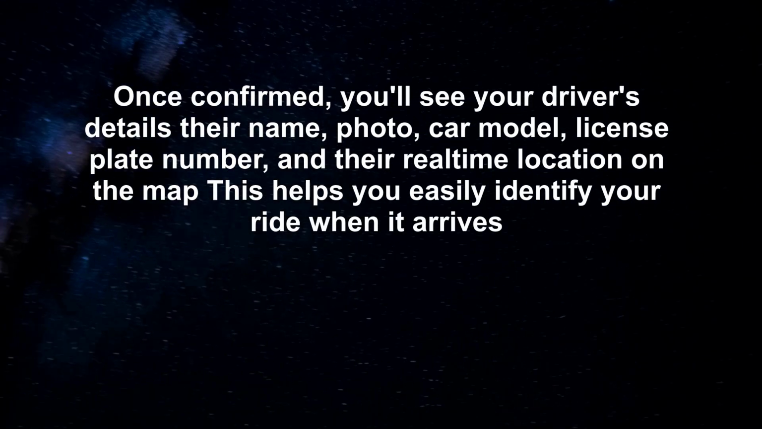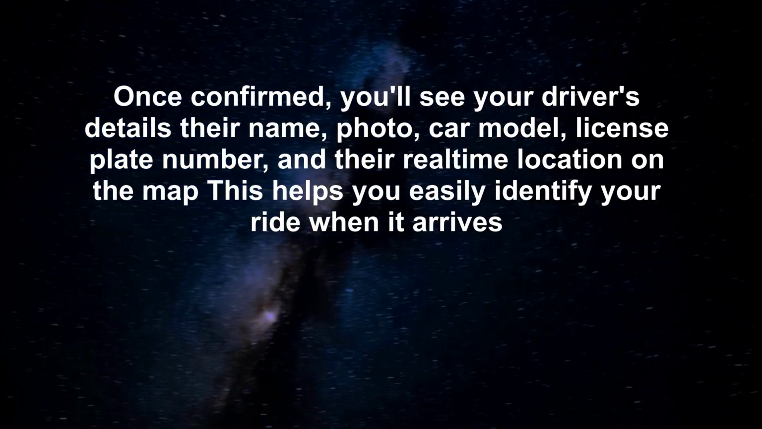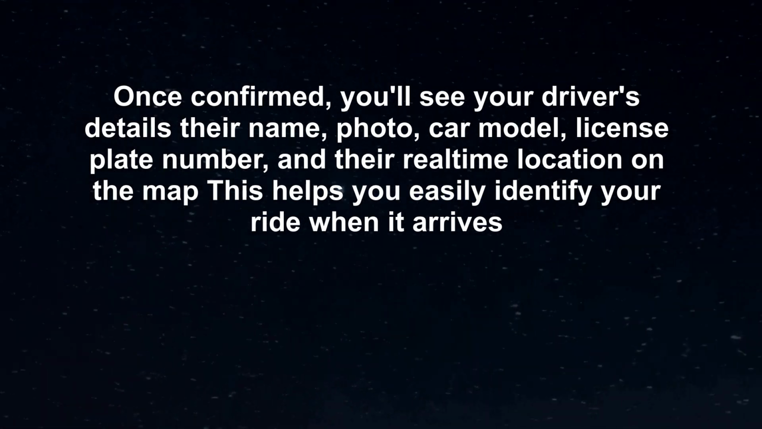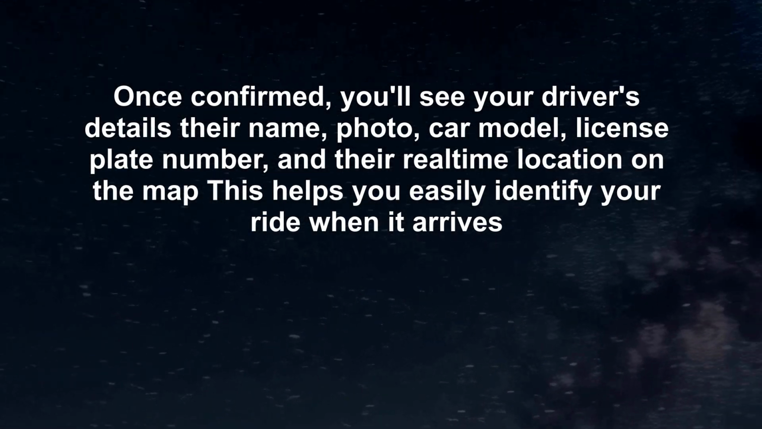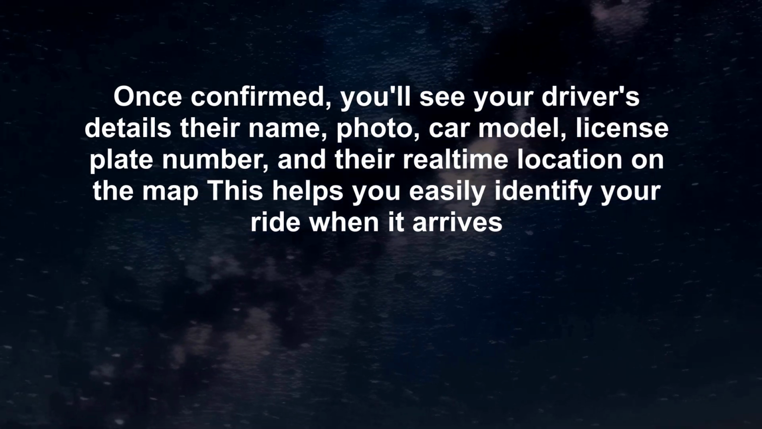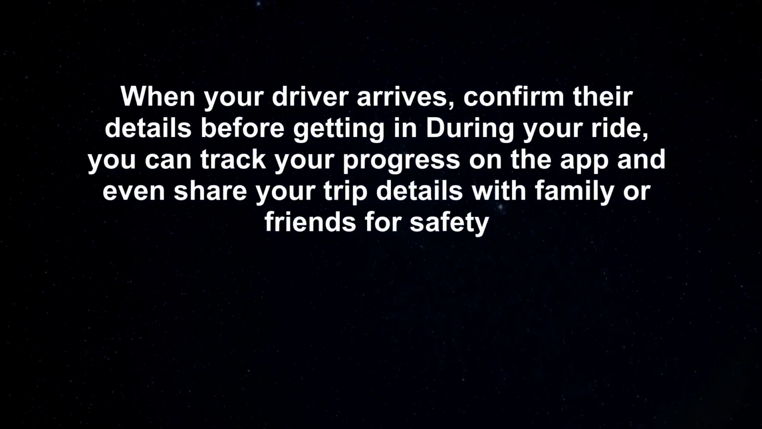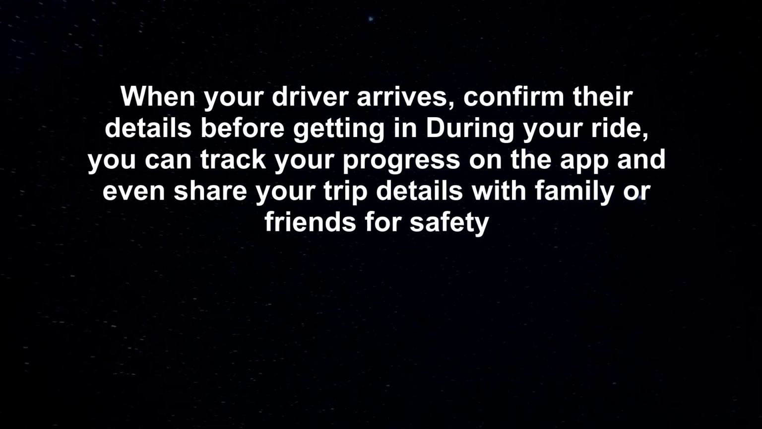Once confirmed, you'll see your driver's details, their name, photo, car model, license plate number, and their real-time location on the map. This helps you easily identify your ride when it arrives. When your driver arrives, confirm their details before getting in.